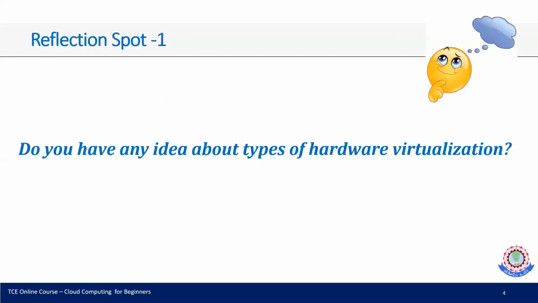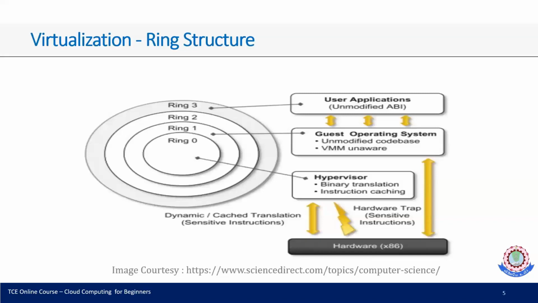Learners, do you have any idea about types of hardware virtualization? Can you remember what we have seen in part 1 of types of virtualized environment? Yes, coming to the parts, it is nothing but full, para and partial virtualization. So for these three types of virtualization, the foremost ring structure is very essential.